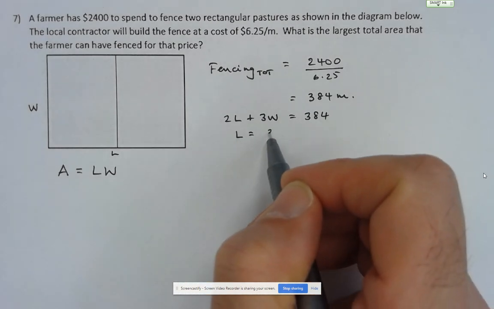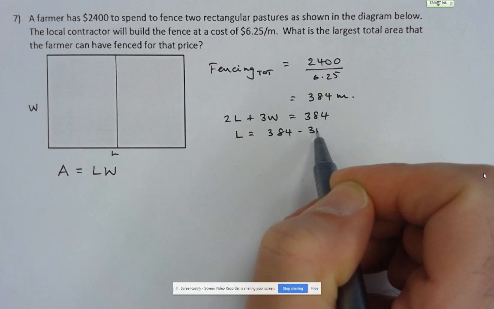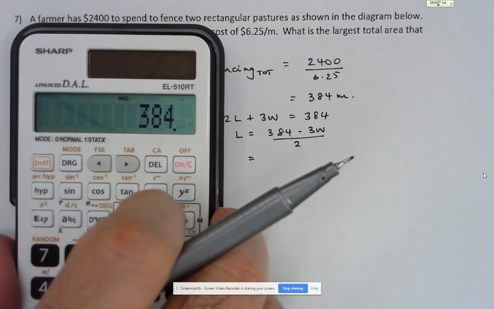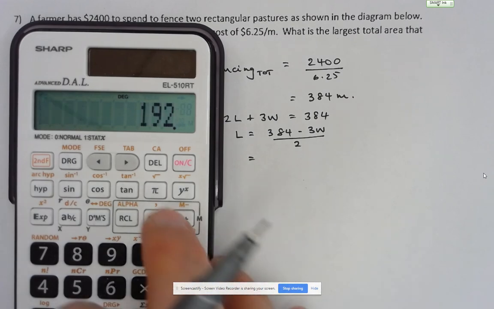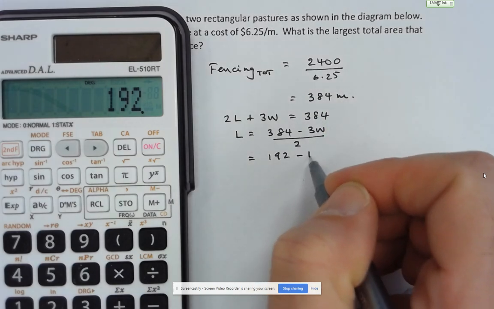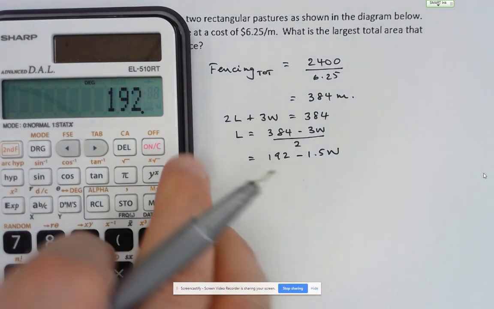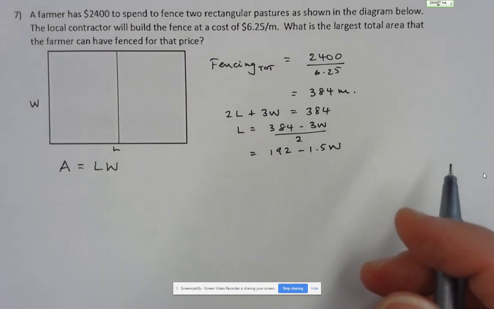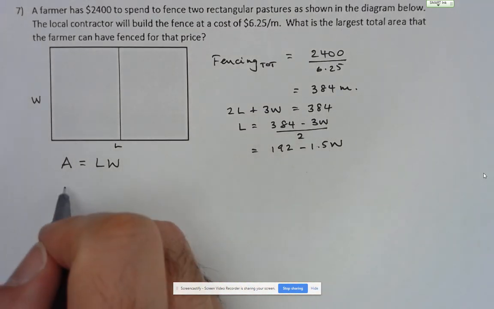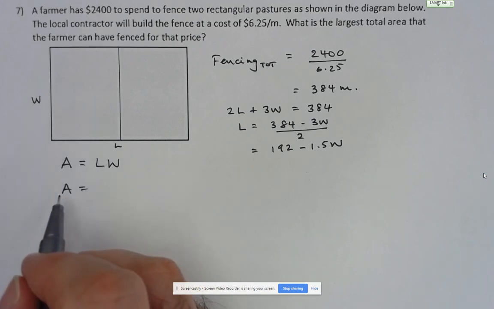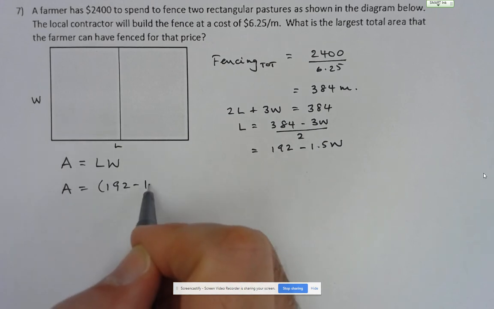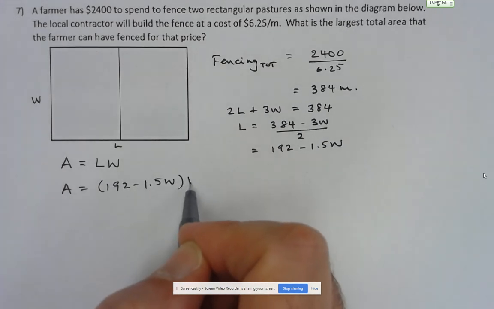So L is 384 minus 3W, divided by 2. And here, 384, so I might as well use my calculator since I have it, divided by 2. So that's 192. And then 3 divided by 2 is minus 1.5W. All right. So now I can do my substitution. Wherever I see L, I'm going to substitute it with this expression here. So the function for area is given by (192 minus 1.5W) times W.